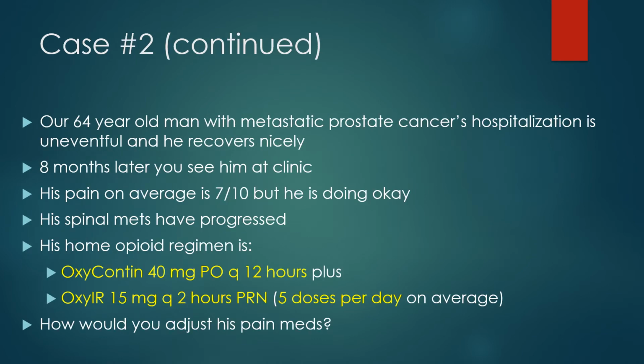Let's return to case number 2. Our 64-year-old man with metastatic prostate cancer's hospitalization is uneventful and he recovers nicely. 8 months later, you see him at clinic. His pain on average is 7 out of 10, but he's doing okay. His spinal mets have progressed. His home opioid regimen is OxyContin 40 milligrams PO Q12 hours plus OxyIR 15 milligrams Q2 hours PRN, about 5 doses per day on average. How would you adjust his pain meds?